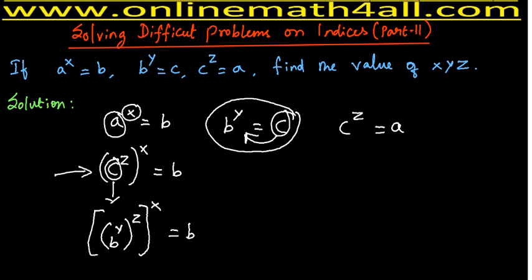So now we have three powers for b, that is y, z, x. Whenever we have power to the power, again power to the power, all the powers can be multiplied. So now I am going to multiply the three powers x, y, z.